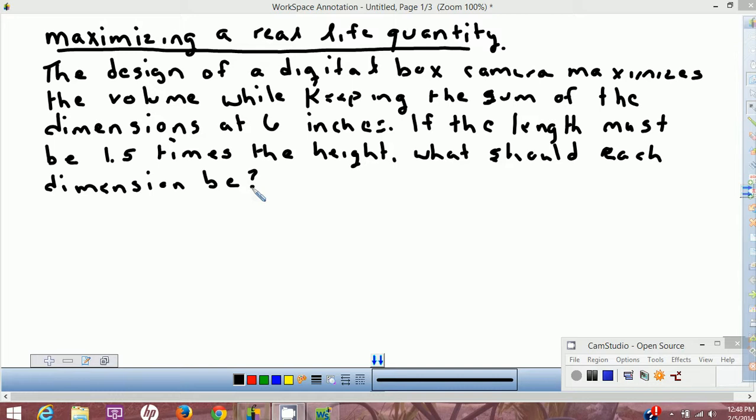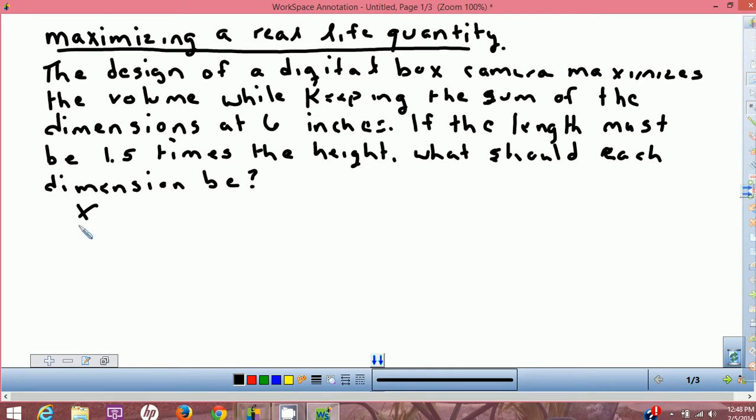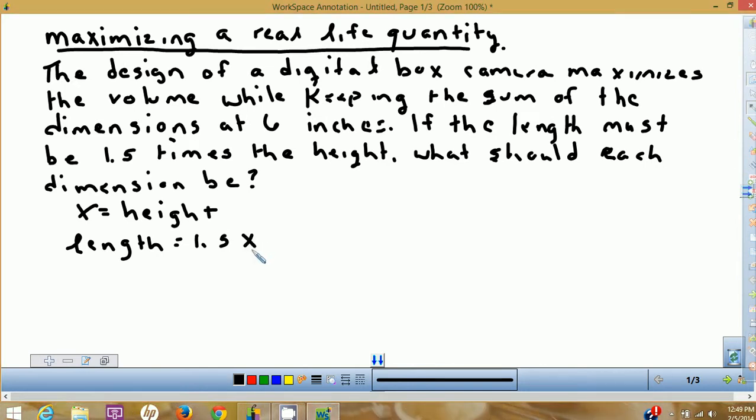So let's define our variables and set ourselves up a polynomial. We're going to use x to mean the height of our box. And since we know that the length has to be 1.5 times the height, we will define our length as 1.5x. Well, that part's pretty straightforward. Here's the part that we need to think about. We need the width. Length, width, height. So we still need the width. So how are we going to find that?